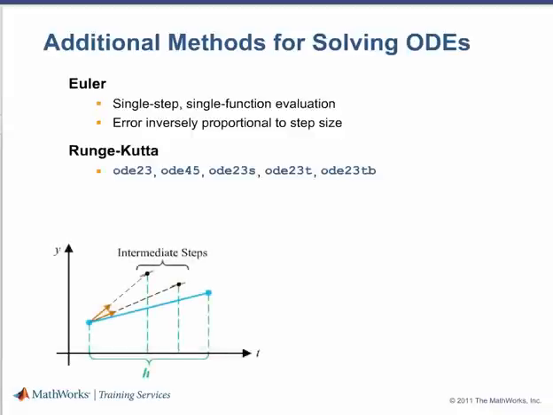One approach is the Runge-Kutta methods, which are single-step methods. Single step means that the solver uses a single initial point, tk, yk, to step forward to the next time step, tk plus 1, yk plus 1. Within each step, the solver calculates multiple intermediate steps before making the final step to tk plus 1, yk plus 1. The process is repeated for each step, similar to the Euler method.